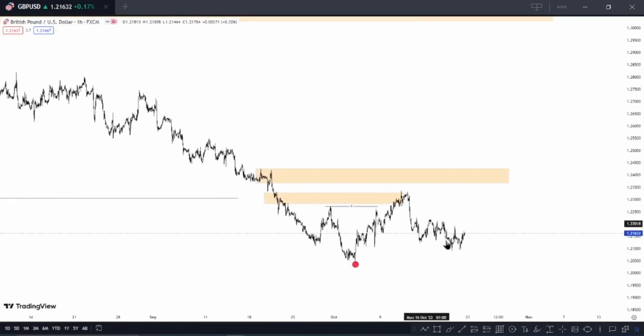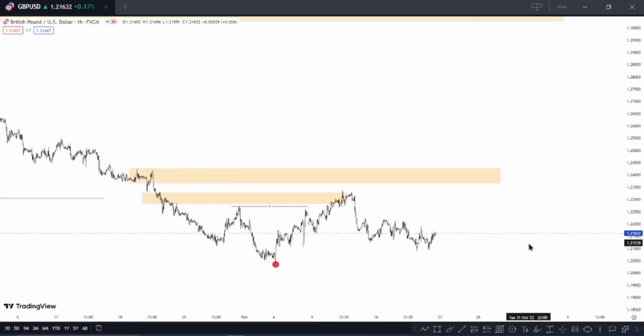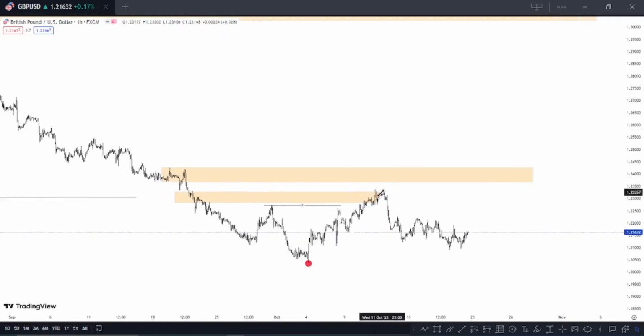Now every other thing here is internal structure. Please, I want you to take note of that. Now let's take this out so that it doesn't confuse you. Remember, this is your fair value gap. So let's leave it. That's your fair value gap that we saw on the daily time frame.